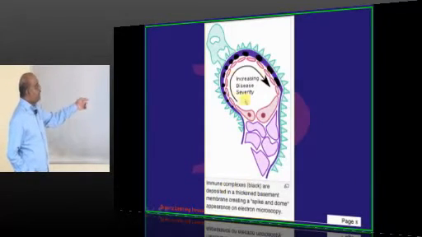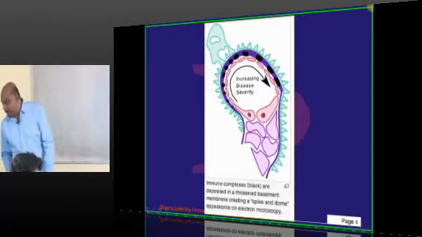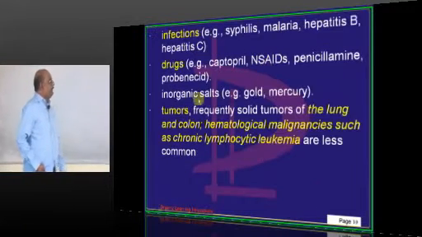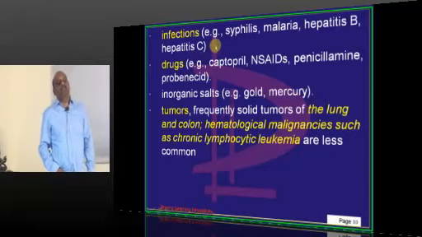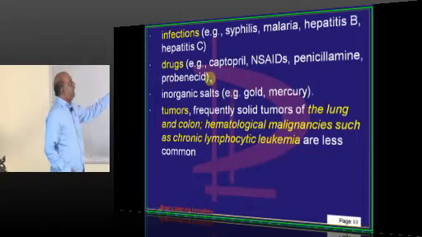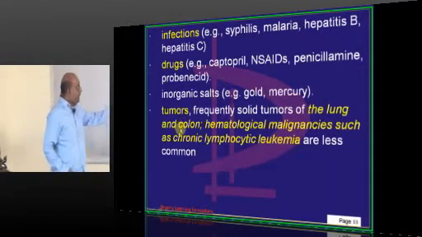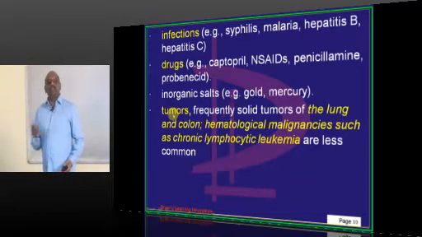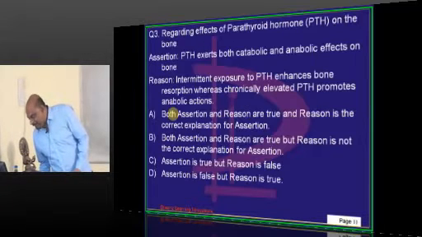So the immune complexes will be depositing in a spike and dome pattern whenever you do electron microscopy, is what you have to look for. Similarly, infections like hepatitis C and hepatitis B can lead to membranous nephropathy and nephrotic syndrome. Drugs like captopril, NSAIDs, penicillamine, probenecid, and tumors like lung cancer, colon cancer, lymphomas also can lead to development of membranous nephropathy, is what you have to remember.